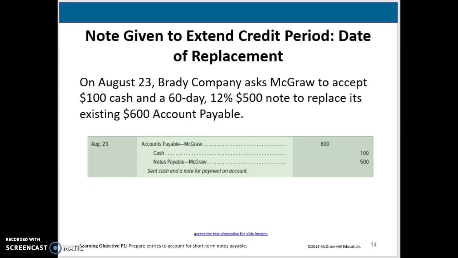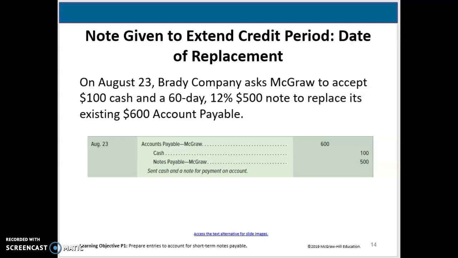All right, so to give us an example here, it says August 23rd, Brady Company asked McGraw to accept $100 cash and a 60-day, 12%, $500 note to replace its existing $600 accounts payable. So they had accounts payable they didn't pay. They owed a total of $600. They're going to pay $100 cash, and they're going to sign a note for the rest of it.